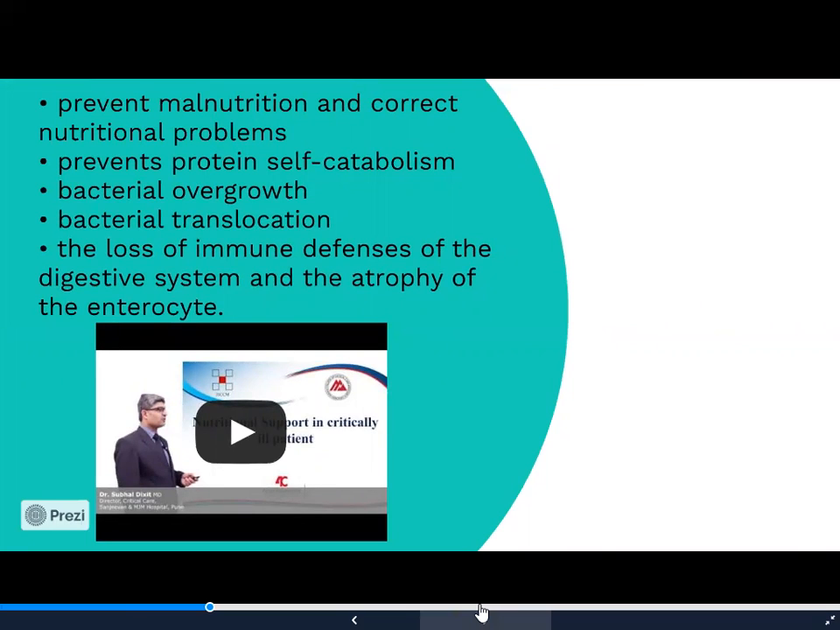The medical application: prevents malnutrition and related nutritional problems. Prevents protein self-catabolism, bacterial overgrowth, bacterial translocation, the loss of the immune defense of the digestive system, and the atrophy of the enterocyte.